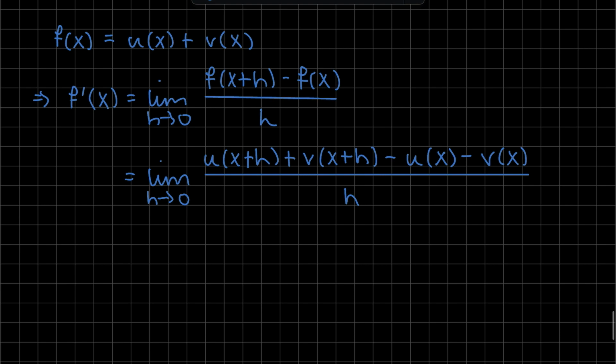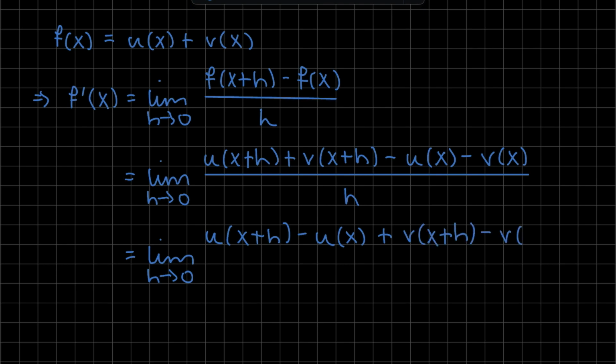Okay, so this is equal to the limit as h tends to 0 of, now we can rearrange some terms. So this is u of x plus h minus u of x, and then plus v of x plus h minus v of x. So I'm not doing any calculations here, just rearranging the terms. It'll make the next step easier. And then all over h.